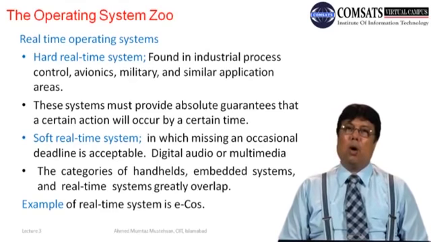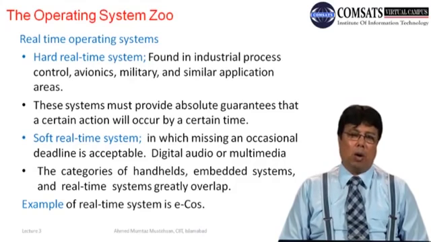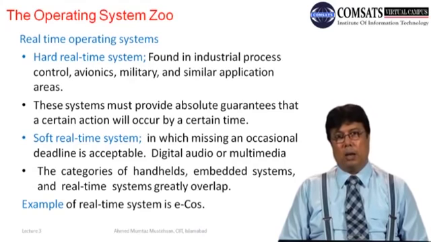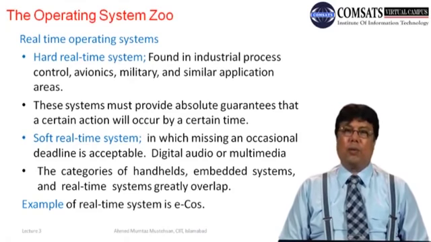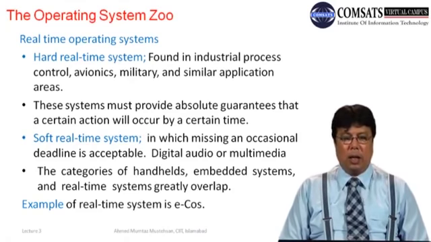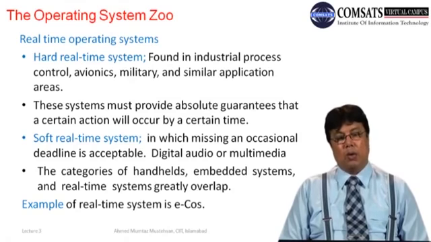So these all are the intelligent machines. So basically these are all just like computers. Then there are two types of tasks that the operating system has to handle. It's a hard real-time system task, where the system must provide the absolute guarantee that a certain action will occur at a particular time.